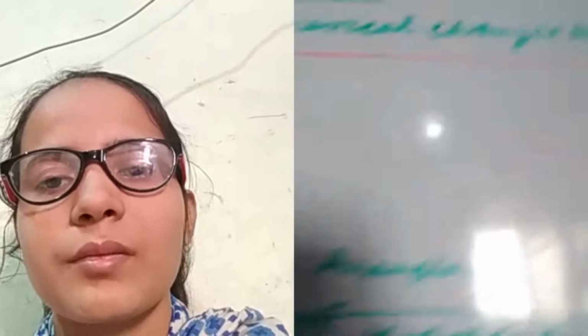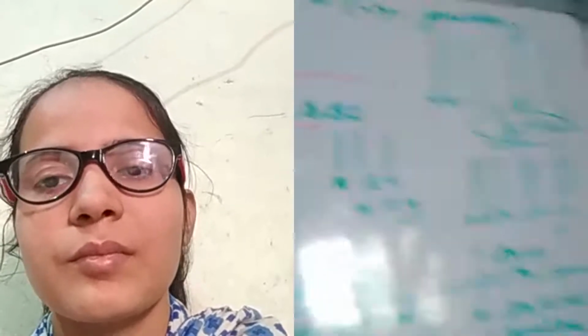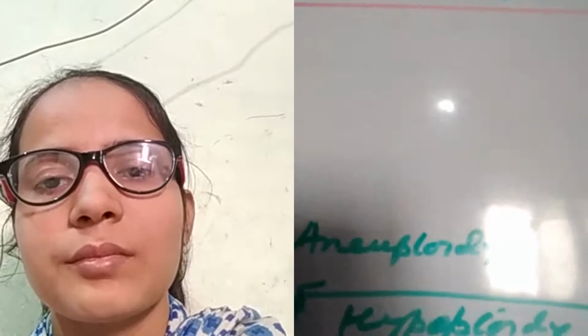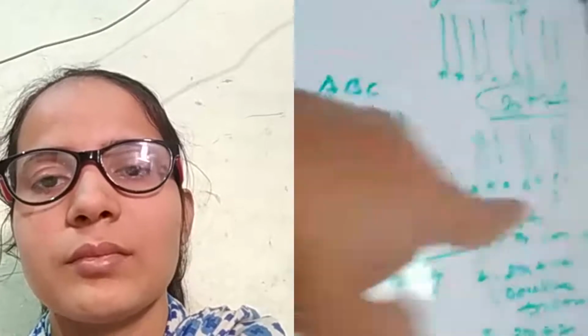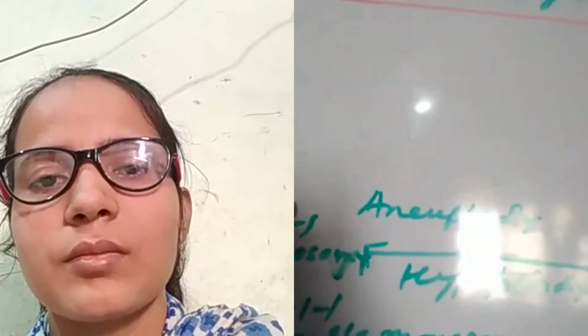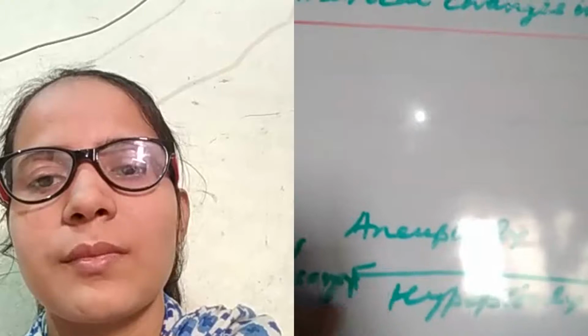2n minus 2 is just the opposite of 2n plus 2. Trisomy is 2n plus 1, double trisomy is 2n plus 1 plus 1, double monosomy is 2n minus 1 minus 1, and tetrasomy is 2n plus 2. 2n minus 1 aneuploidy is which one?